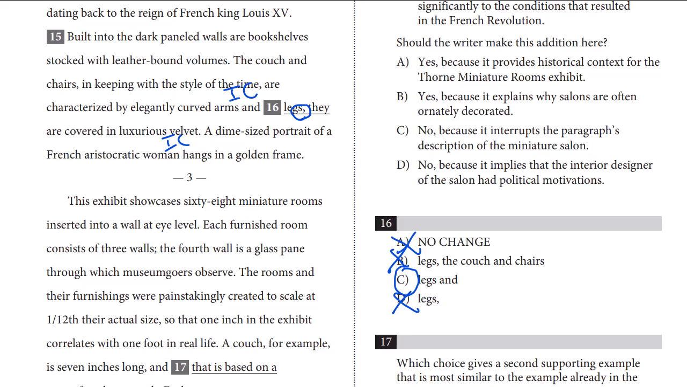Let's see why this works. Characterized by elegantly curved arms and legs, and are covered in luxurious velvet. So there's no subject noun for this last clause, are covered in luxurious velvet. So that means it is correct, C. It's another sort of dependent clause. They are characterized by elegantly curved arms and are covered in luxurious velvet. That is correct. C is the right answer for 16.